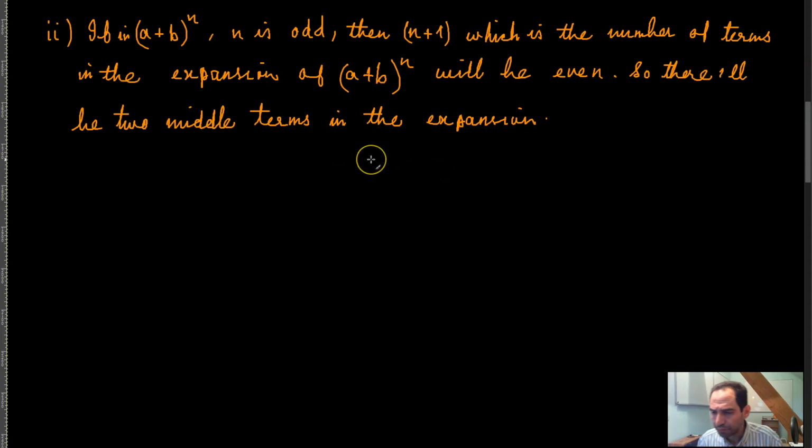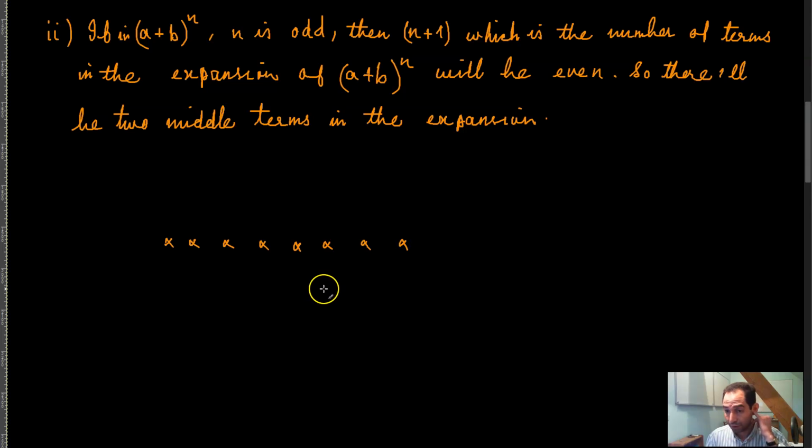Now, the 2 middle terms, the way that you can find them is that, for example, suppose that n plus 1 is even. That means that you have 8 terms, for example, over here.